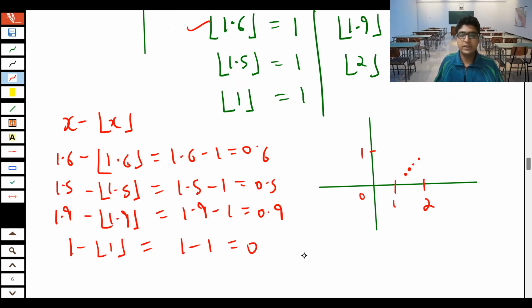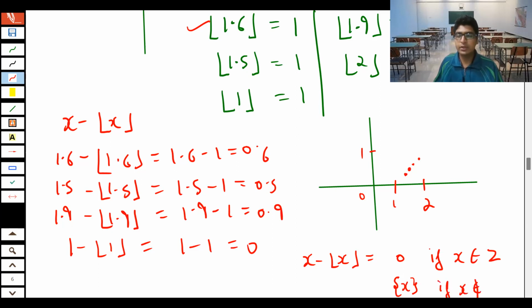So this x minus greatest integer function of x is equal to 0 if x belongs to the set of integers, and it is the fractional part of x if x is not an integer. Which basically means, like 1.9 here, its fractional part is 0.9, 1.5 is 0.5, 1.6 is 0.6, 1.4 is 0.4. So you will get a 45-degree line here like this, and exactly at 2 it will go back to 0, because you will get 2 minus 2, which is 0.